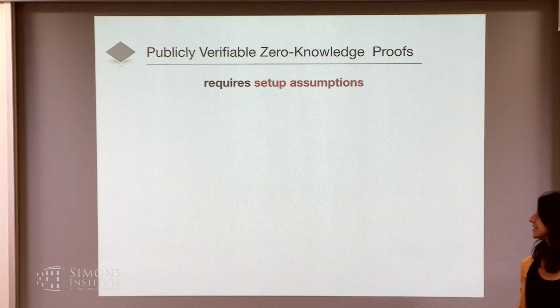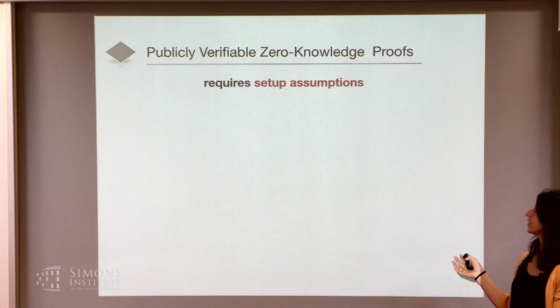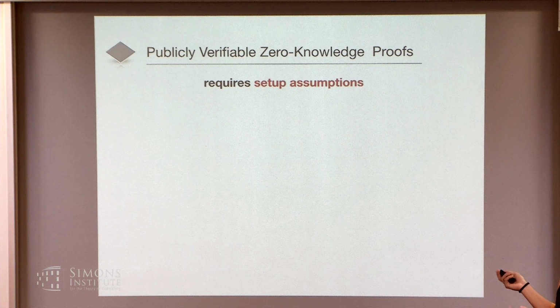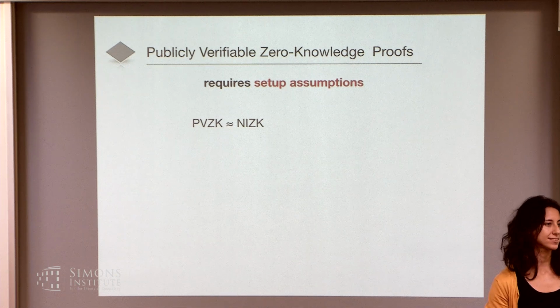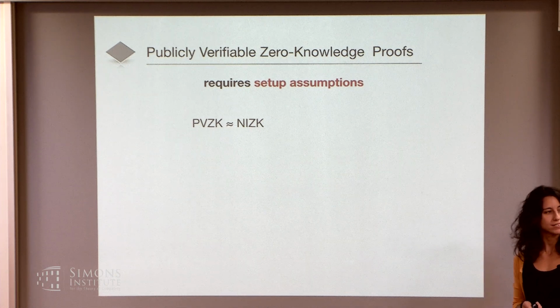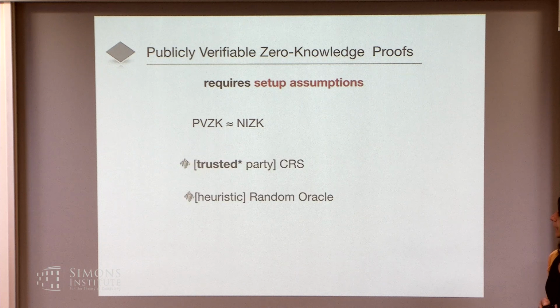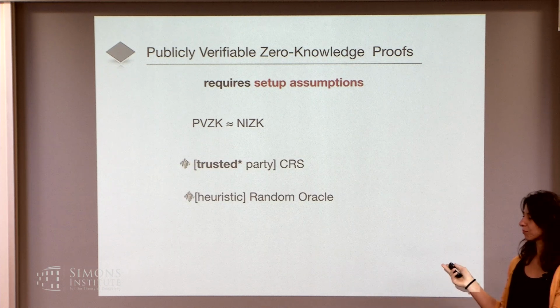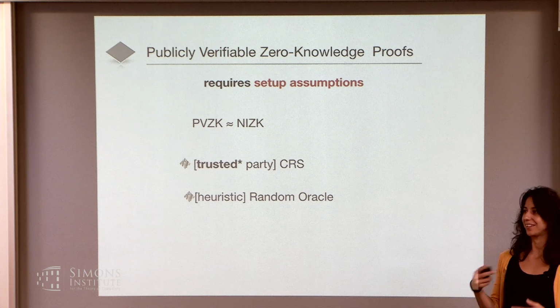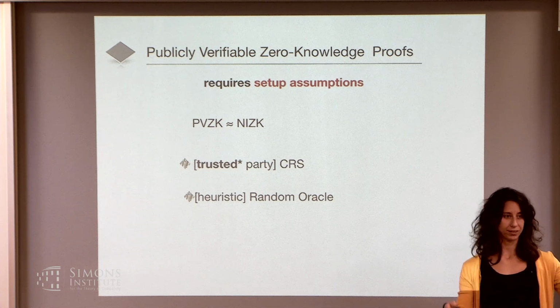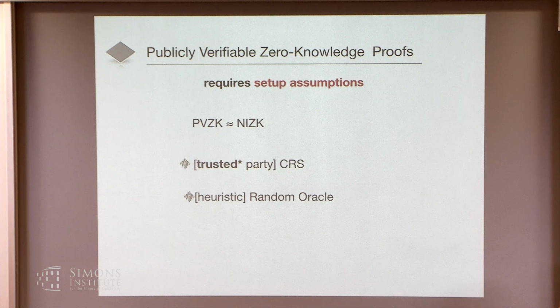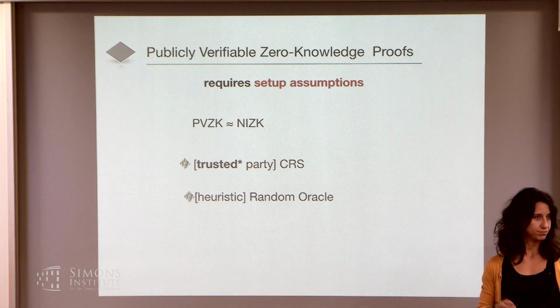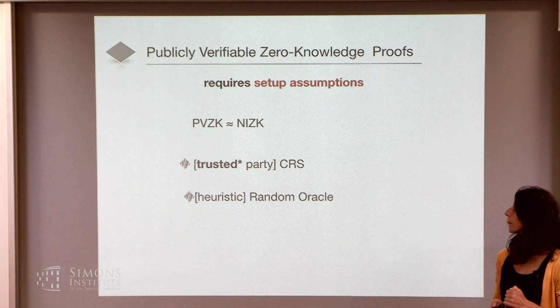As Mary pointed out, publicly verifiable zero knowledge at the moment only requires setup assumptions, because basically it's the same as computing a non-interactive zero knowledge protocol. And we know how to construct them from a CRS, which requires a trusted party, or you can mitigate trust using an updatable CRS or using MPC. Or you can use a random oracle, and then you have a heuristic construction.